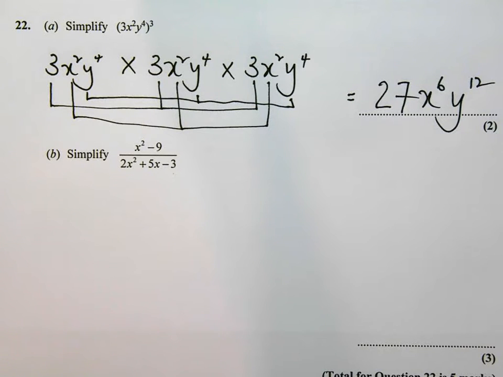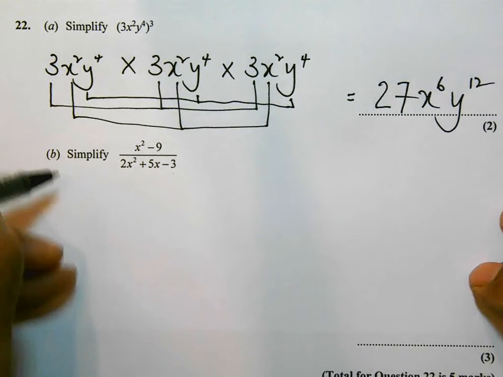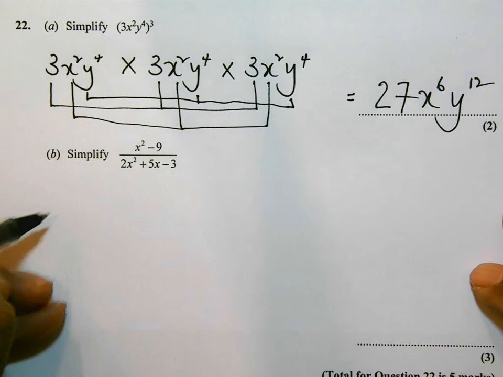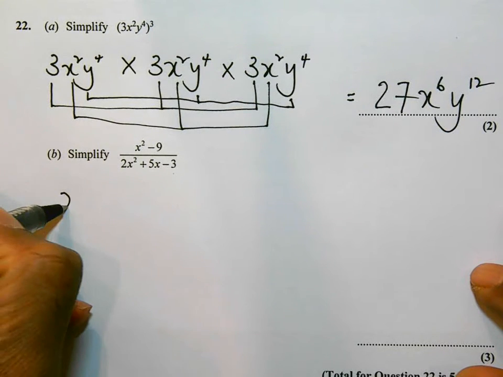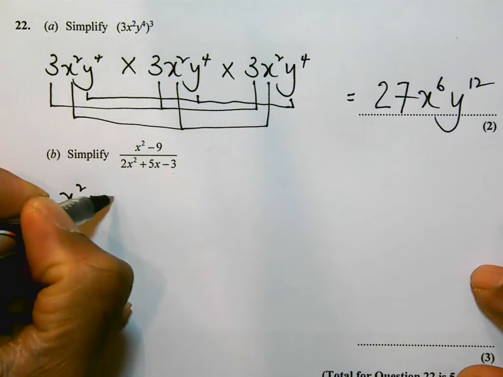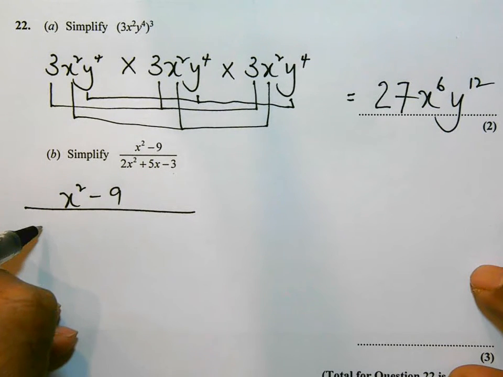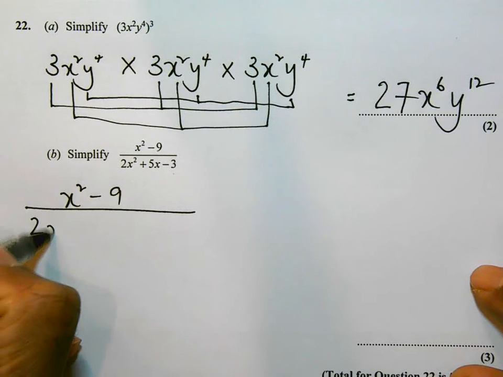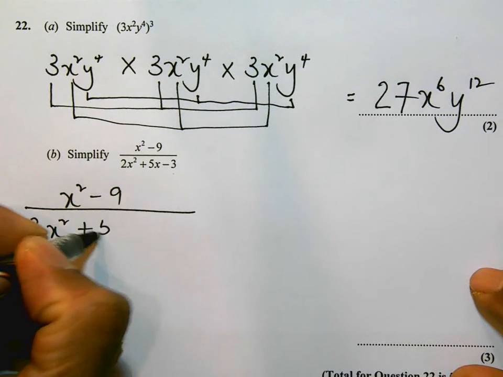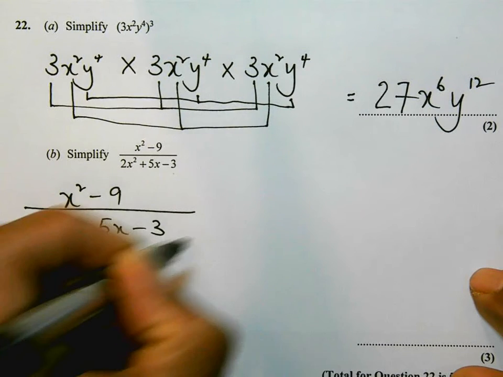In part B, again they've said to simplify, but you need to know how to factorize quadratics in order to do this. So I've got x squared minus 9 at the top in the numerator, and in the denominator I have 2x squared plus 5x minus 3. Okay, so we're going to use some standard techniques for this.